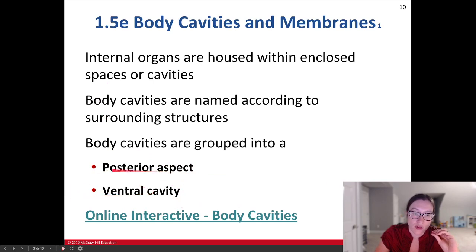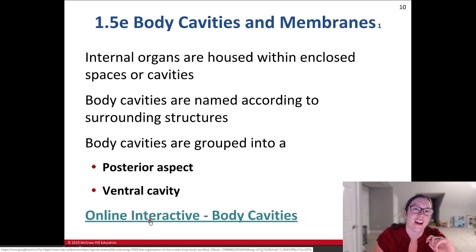As I said, posterior and dorsal are pretty synonymous, so some people call it the dorsal aspect or the dorsal cavity. And then ventral and anterior can be fairly synonymous too. But we'll go with the terminology the book uses, so posterior aspect and ventral cavity. Once again, there's another online interactive you can do about body cavities. I recommend doing them. They're pretty helpful.